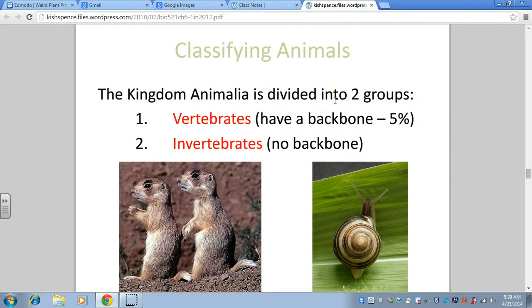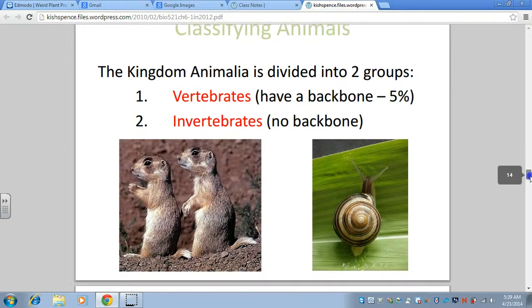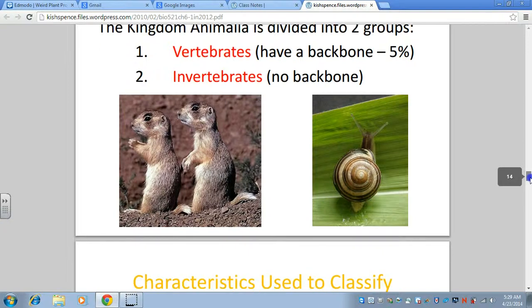In terms of classifying animals, there are two main large groups, vertebrates and invertebrates. Vertebrates include a lot of the animals that we grew up thinking of as animals, but they really only make up about 5% of all animals. Invertebrates, on the other hand, make up almost all the rest. They have no backbone, whereas vertebrates like us have a backbone.